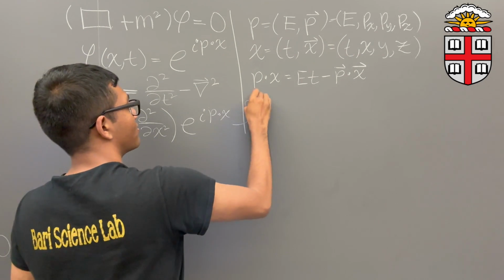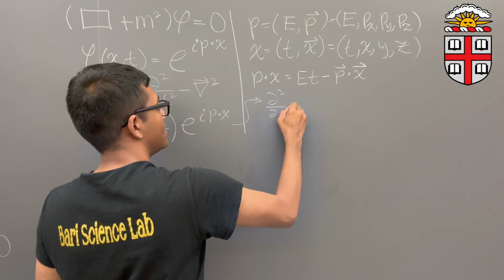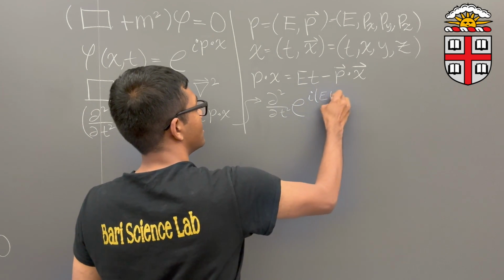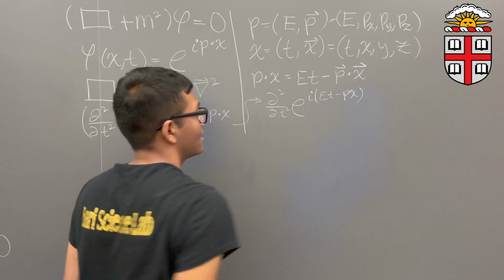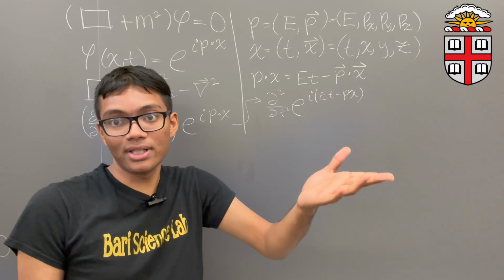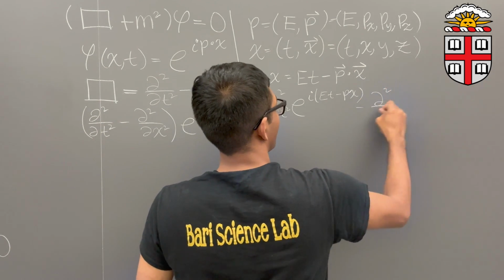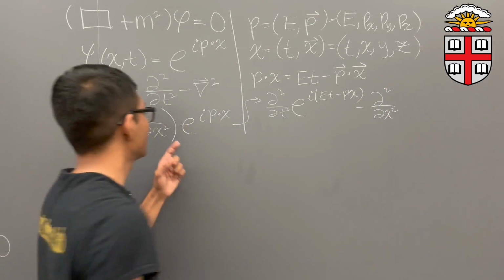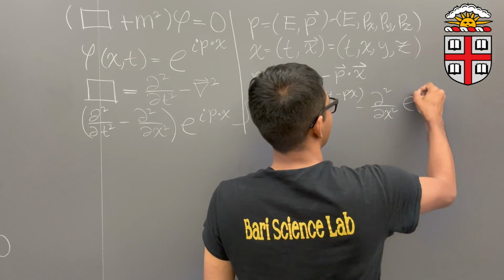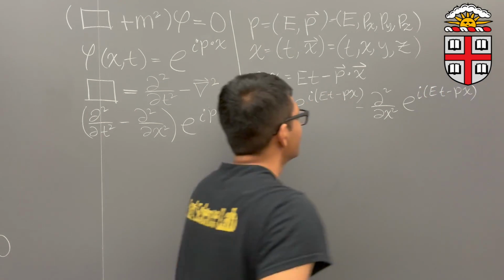So now let me bring this over here. I'm going to have partial squared partial t squared of e to the i (Et minus px). The dot product here is just px because I'm working in one spatial coordinate. Minus partial squared partial x squared, because I have the Laplacian right here, of e to the i (Et minus px).